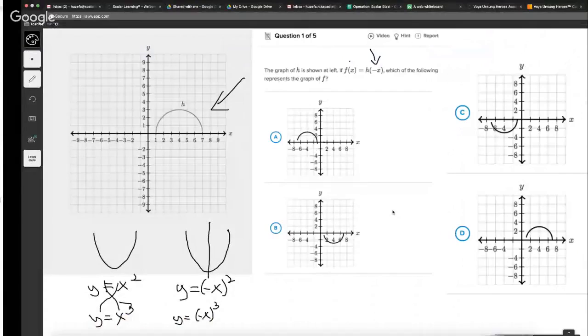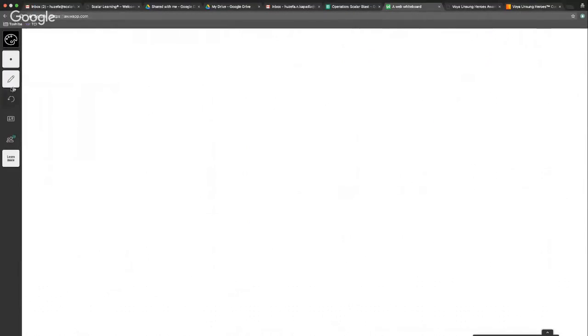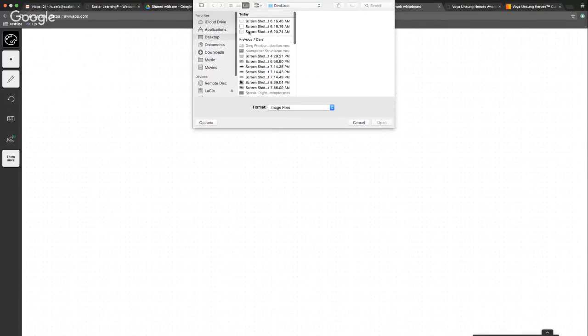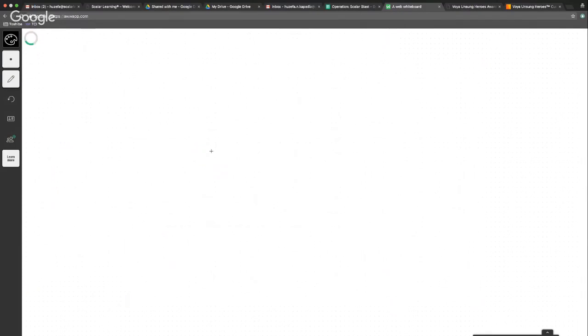This looks like a no calculator problem here. So let's go ahead and get this going. No calculator. The nice thing is on these no calculator questions, you usually don't need a calculator, so it's pretty good.